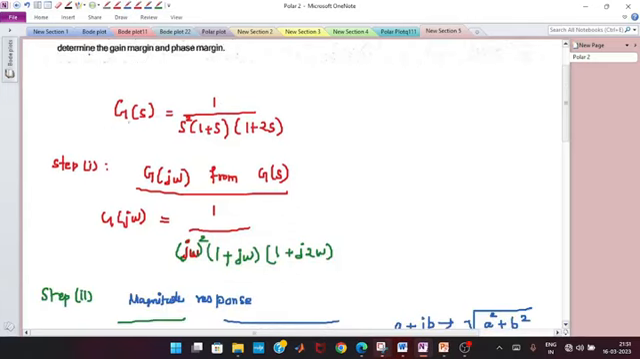Step number 1 is to find G(j omega) from G(s). Wherever we have s, we need to replace it with j omega. That's what I have done: 1 divided by (j omega) squared, (1 + j omega), (1 + j 2 omega). What is the next step?